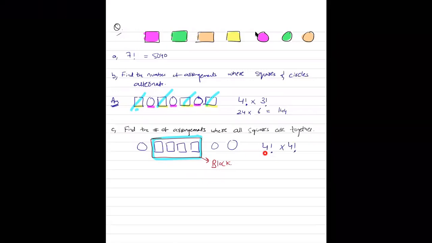The first 4 factorial was for the four different objects. There is a block and there are three circles, so making it four. They can arrange themselves in 4 factorial ways. And then 4 factorial for the four inner squares that can arrange within themselves. So what's 4 factorial into 4 factorial?